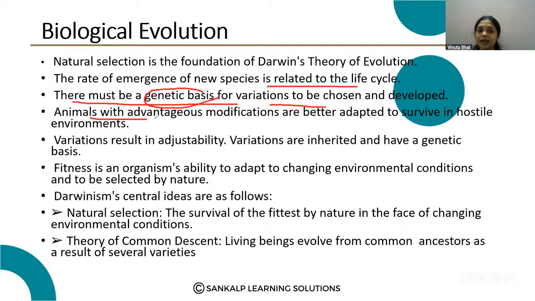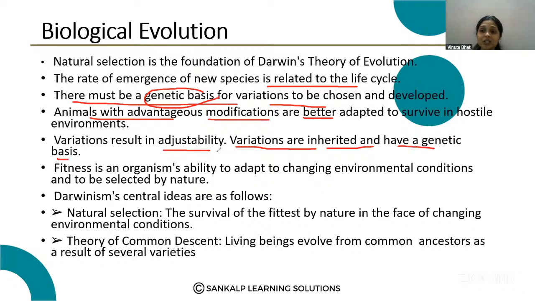Animals with advantageous modifications are better adapted to survive in hostile environments. So for some animals the modification is very helpful for better adaptation to a hostile environment. ಕೆಲವೊಂದು ಚೇಂಜಸ್ ಏನು ಆರ್ಗಾನಿಸಮ್ಸ್ ಅಲ್ಲಿ ಆಯ್ತು. ಸೊ ಅದೇನಾಗುತ್ತೆ, ಅದು ಆ ಒಂದು ಎನ್ವಿರಾನ್ಮೆಂಟ್ಗೆ ಹೊಂದ್ಕೊಳ್ಳಿಕ್ಕೆ, ಆ ಒಂದು ಎನ್ವಿರಾನ್ಮೆಂಟ್ಗೆ ಅಡ್ಜಸ್ಟ್ ಆಗ್ಲಿಕ್ಕೆ ಏನಾಗ್ತಿತ್ತು. ಸೊ ದಟ್ ಮಾಡಿಫಿಕೇಶನ್ ಈಸ್ ಹೆಲ್ಪಿಂಗ್. Variations result in adjustability.